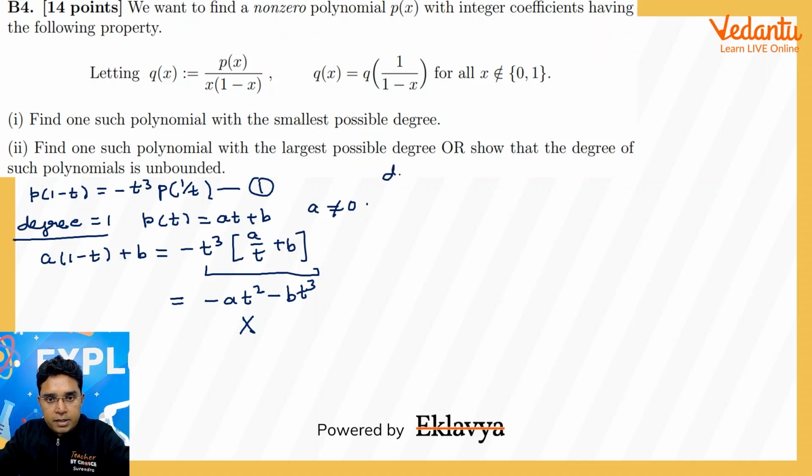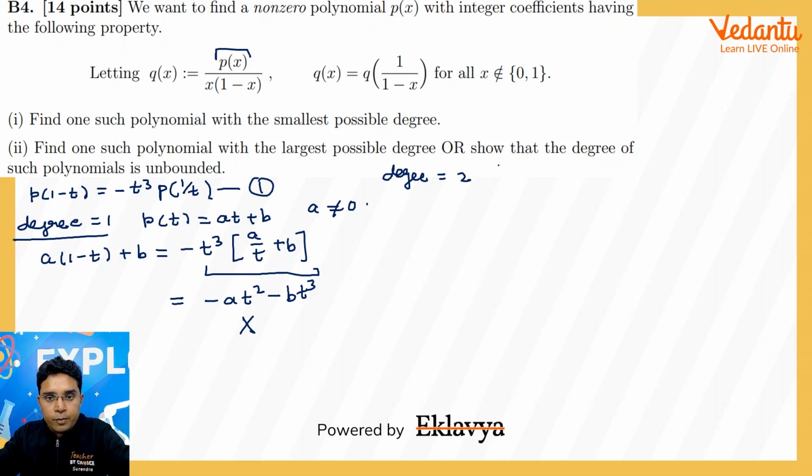Now we will next take the degree to be 2. Actually this is directly visible also, that if someone takes p of x as x into 1 minus x, or some constant times x into 1 minus x, then q of x will become constant, and if q of x is constant, q of 1 upon 1 minus x will also be the same thing. So it looks like for degree 2 we have to get some solutions.